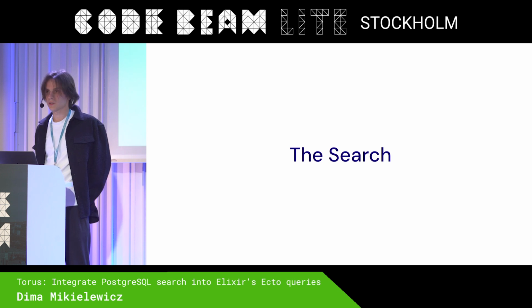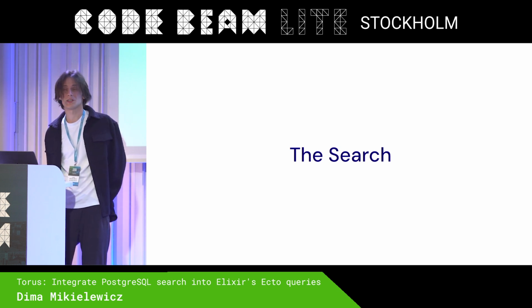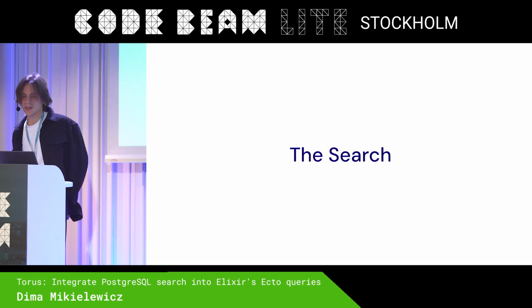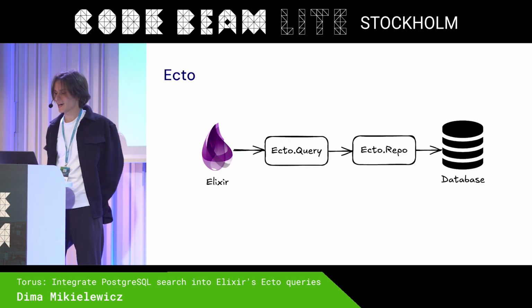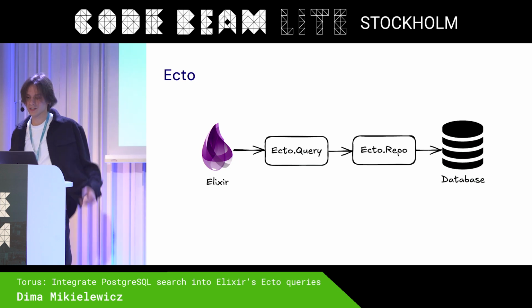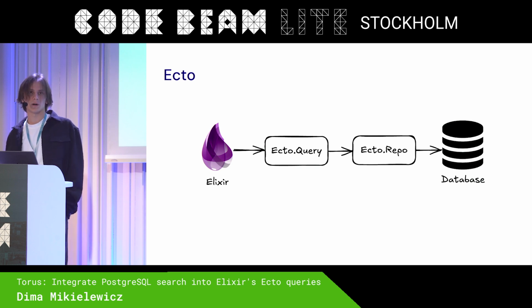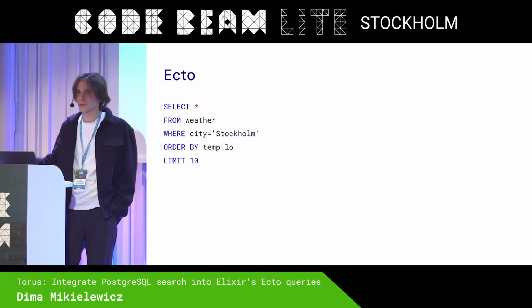So in this talk, I'll try to break down the options that you might have if you want to implement search in PostgreSQL using Ecto and Elixir. At the end of my talk, I'll suggest a library that I wrote that will allow you to explore different strategies of search with a single line of code added to your existing Ecto query. But first, let me start with Ecto.